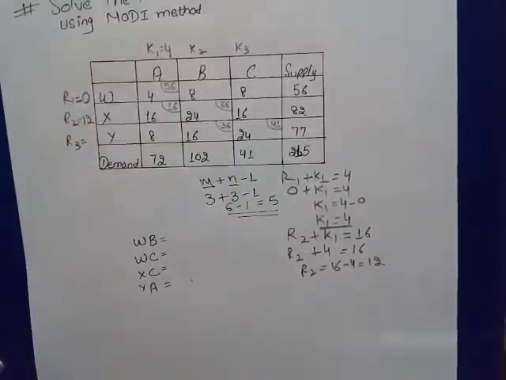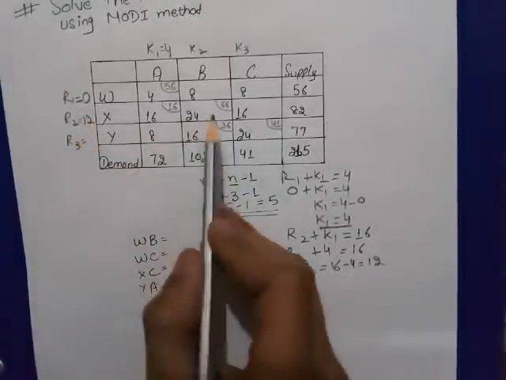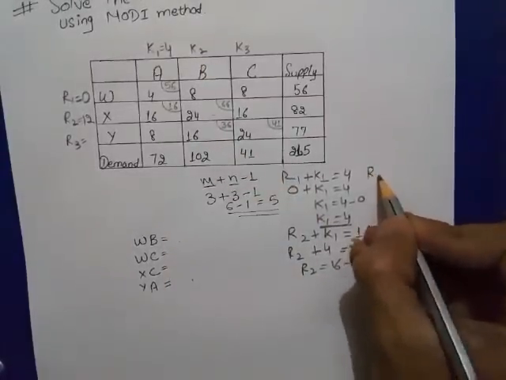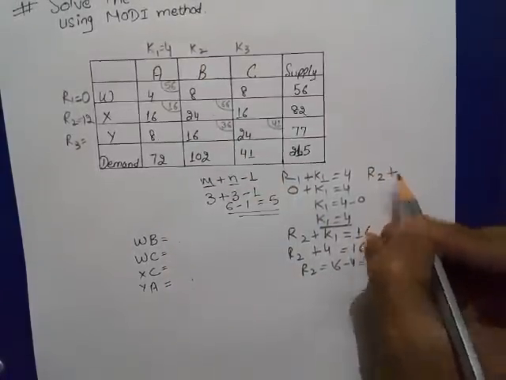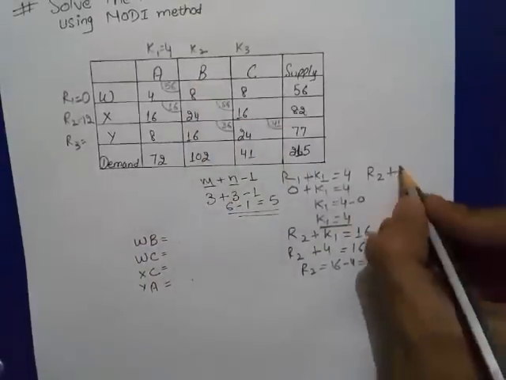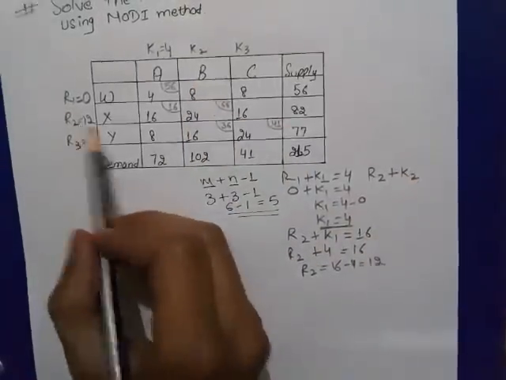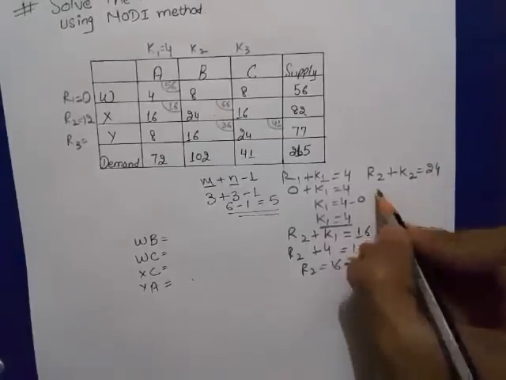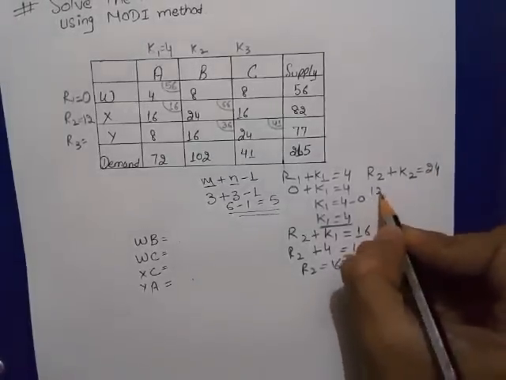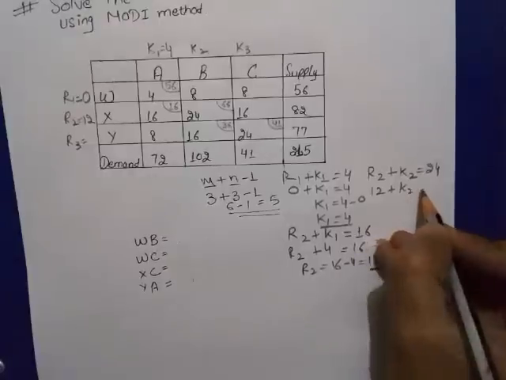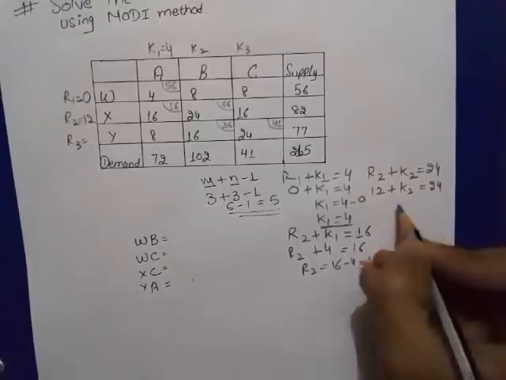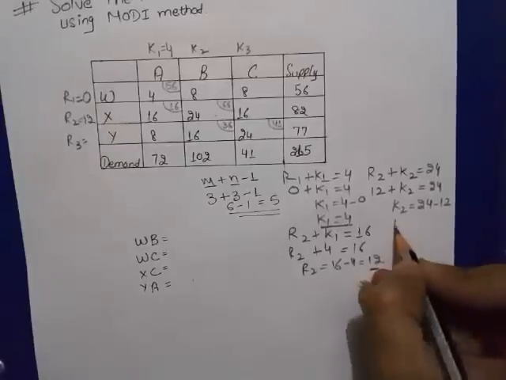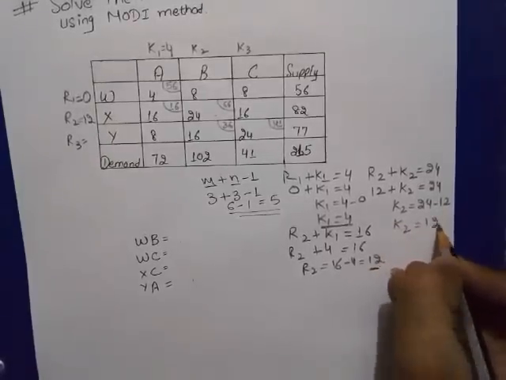In the same way we have to calculate K2. R2 plus K2 is equal to 24. R2 is 12 plus K2 is equal to 24. K2 is equal to 24 minus 12. K2 is equal to 12.